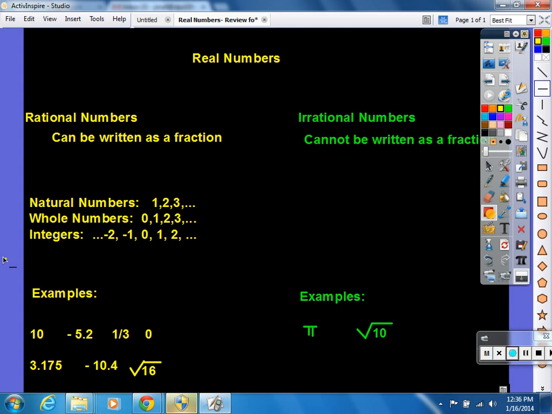And that's just a quick review of real numbers and how we classify numbers.